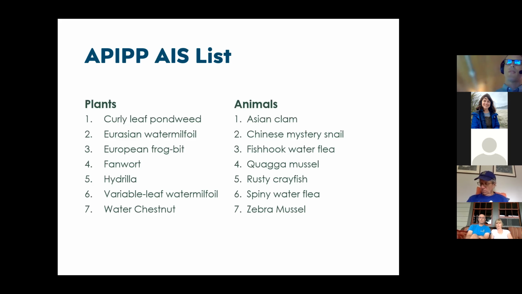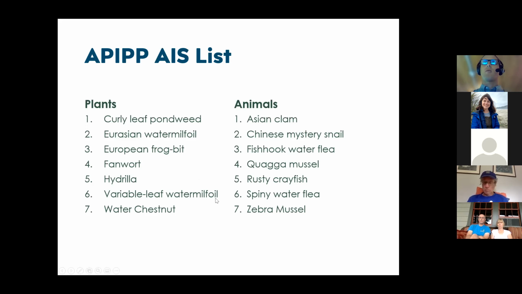So we have 7 plants and 7 animals that we are going to review today. I'm not expecting you to be an expert on each and every one of them after this brief 30-minute overview. We're just going to try to put out some of the key characteristics that you can identify. And really nothing replaces being out in the field and looking at these. So go out in your lakes, practice. You can look around. And if you see these, that's the best way to learn.